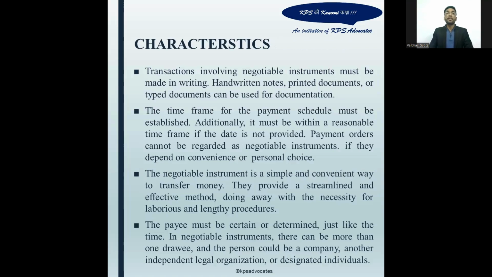Next, we have characteristics of negotiable instruments. As derived from the definition, these instruments have to be in writing. Also, this instrument should come with a specific time period mentioned in it. A negotiable instrument is the easiest and least cumbersome way to transfer money from one person to another. Just like the time frame, a negotiable instrument should also contain the details of the payee.